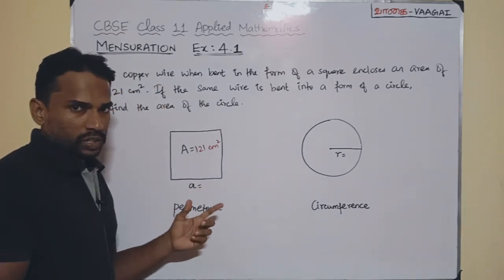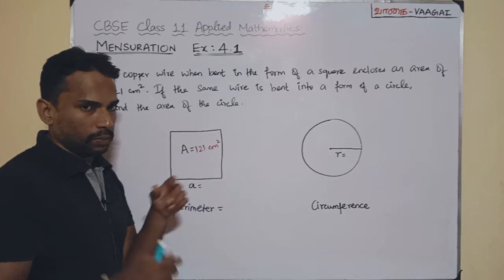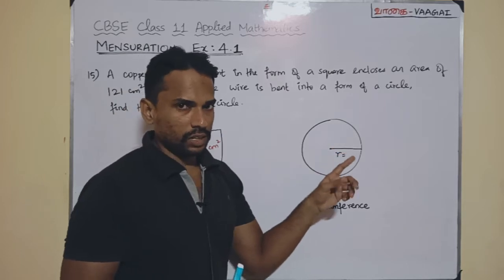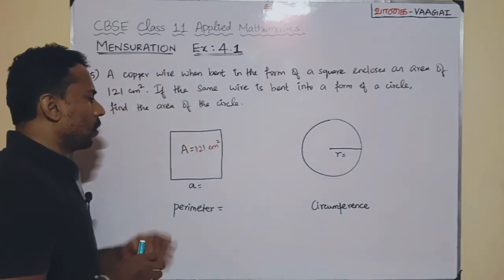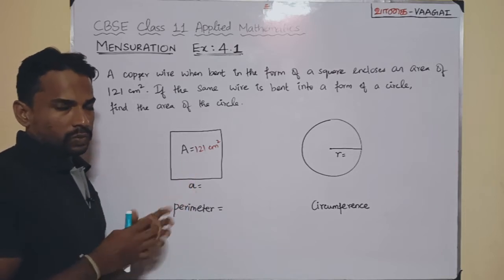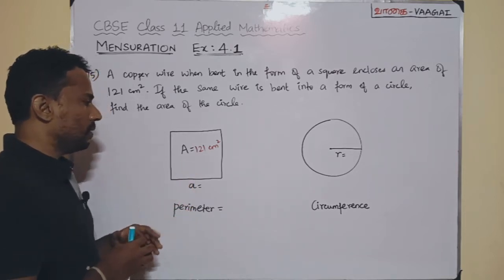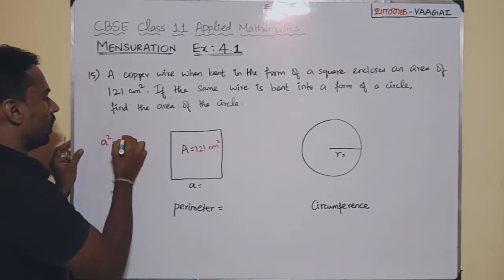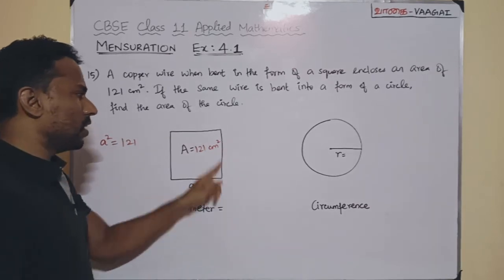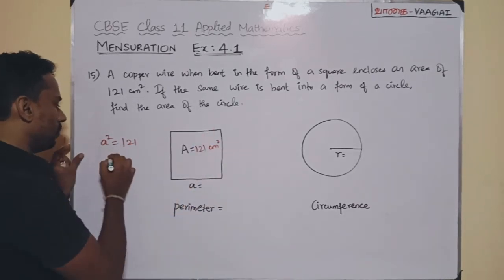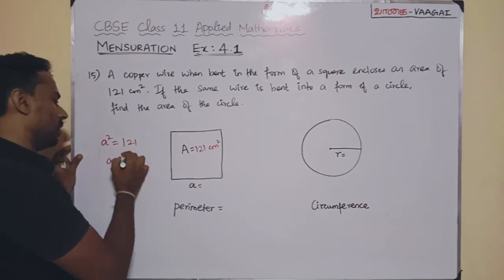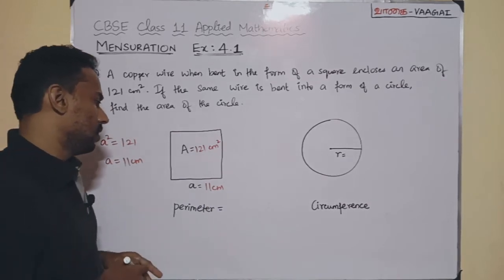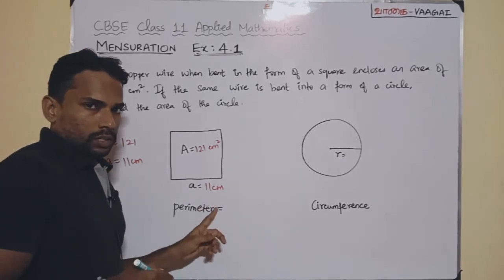So they form a square first. Square's area they give 121 centimeter square. Now if the same wire is made into a circle, what will be the area of this circle? That's my question. Okay, coming here, now we'll start from the area of the square itself. We know what is the area of a square. Area of the square is a square. So a into a is going to be equal to this 121, where a is each side of the square. Now a square is 121, very easy. A will be the square root of 121, which is 11 centimeters. So each side of the square is going to be 11 centimeter.